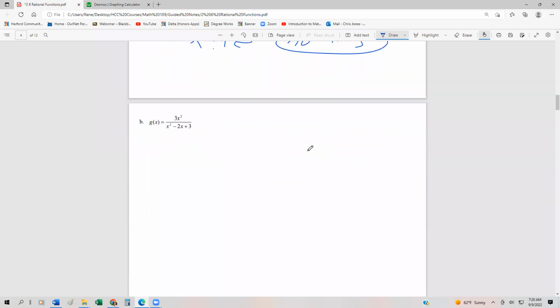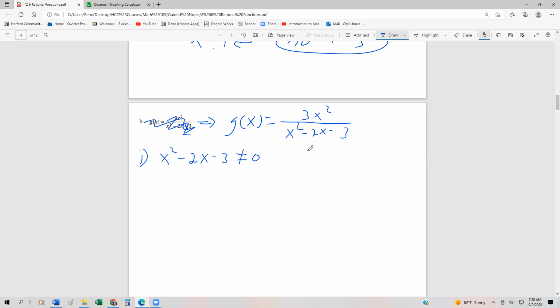For a secondary example, let me change the function and make this into a negative 3, just so that it works. So let's use this function: g of x is 3x squared over x squared minus 2x minus 3. First thing we need to do is find the domain of the function, which means we're going to set the denominator not equal to 0, just like we did in the last video. By factoring, I wind up with x minus 3 times x plus 1.